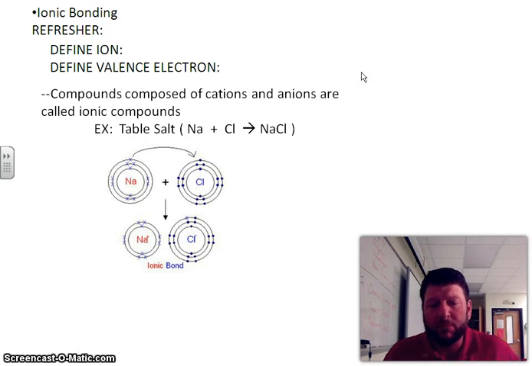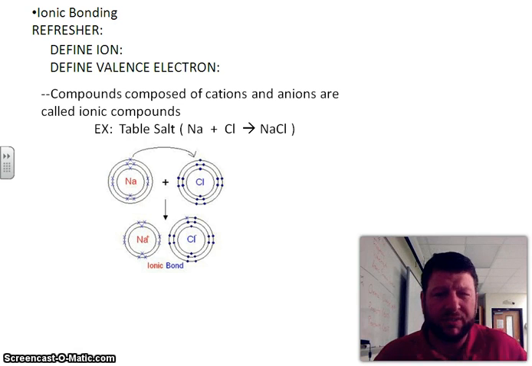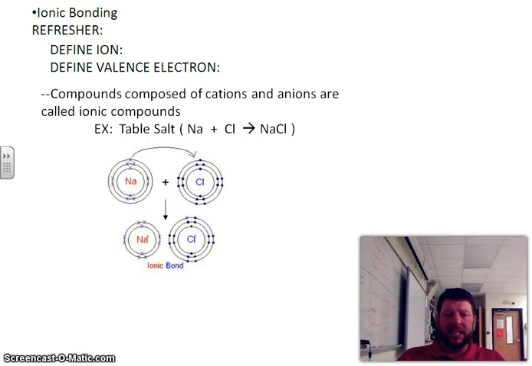Now, remember, we have compounds that are composed of cations and anions, and we are calling these ionic compounds. Don't forget, a cation is a positively charged atom which has lost its electron. An anion is a negatively charged atom which has received an electron, so it becomes negative. So let's take a look at table salt.